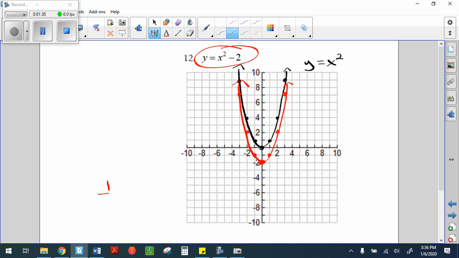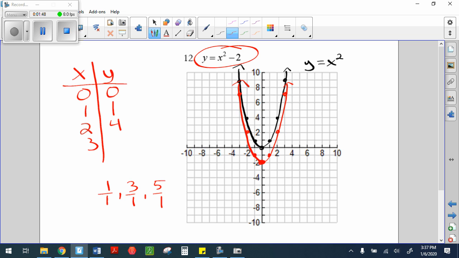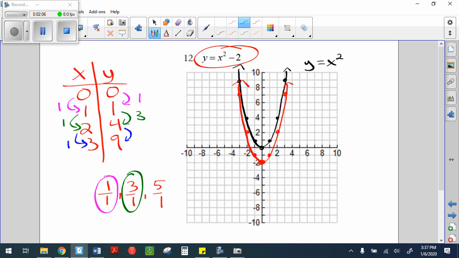And we're using the pattern 1 over 1, 3 over 1, 5 over 1. And that pattern comes from 0 squared is 0, 1 squared is 1, 2 squared is 4, 3 squared is 9. And if I look at the values, I went up 1 on the x, up 1 on the y. That's 1 over 1. Up 1 on the x, up 3 in the y. That's 3 over 1. Up 1 in the x, up 5 in the y. That's 5 over 1. That's just a shortcut to make it faster to graph.